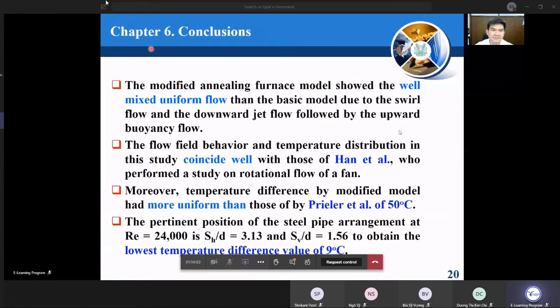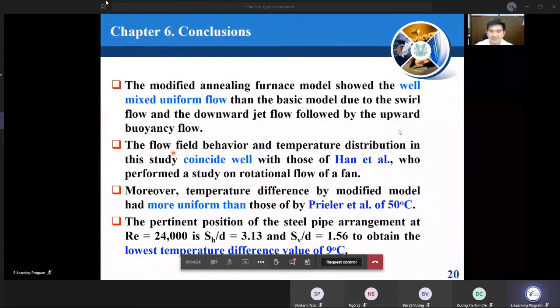And for the last one, for chapter 6, the conclusion. The modified annealing furnace model shows a very well mixed, uniform flow compared to the basic model, because of the swirl flow and the down flow by the upward buoyancy flow.